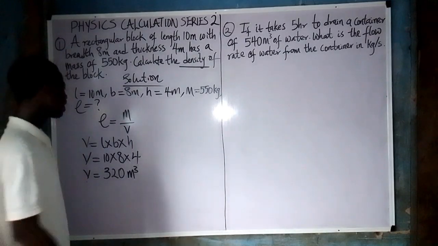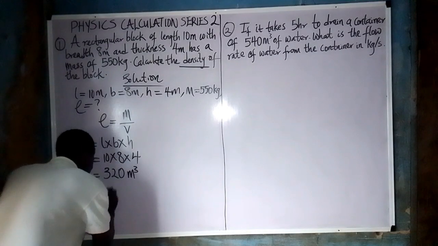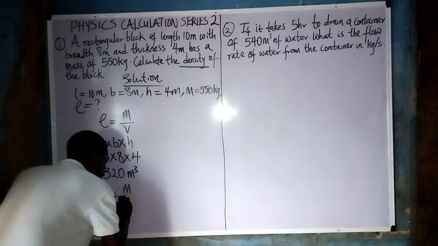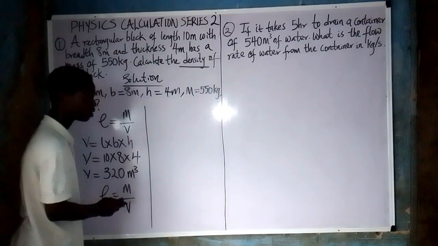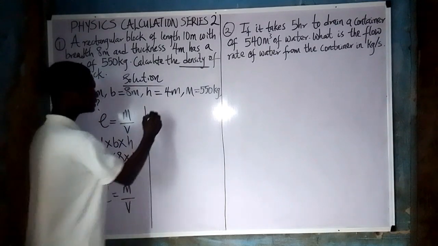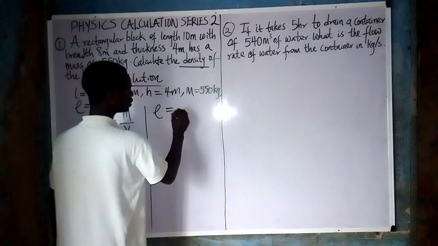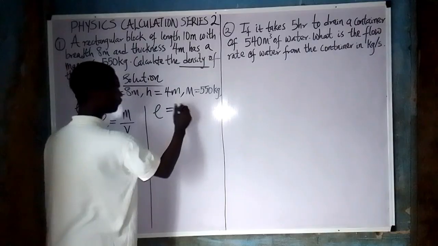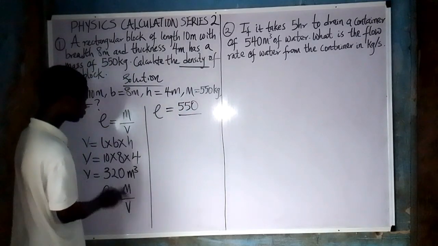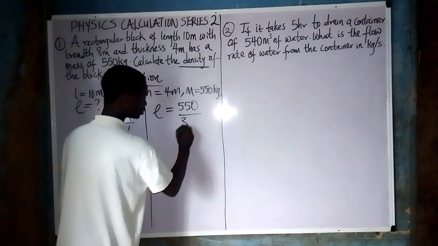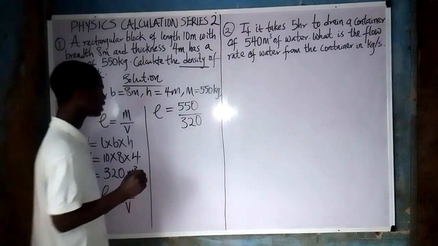Can we now come back and find our density? Yes. So let's fall back to this. We said density is mass over volume. From here we have our values for m and v. Density will now be equal to, in place of m, what do we have? 550, over, in place of v, what do we get? 320. So we are going to be dividing 550 by 320 to get our density.